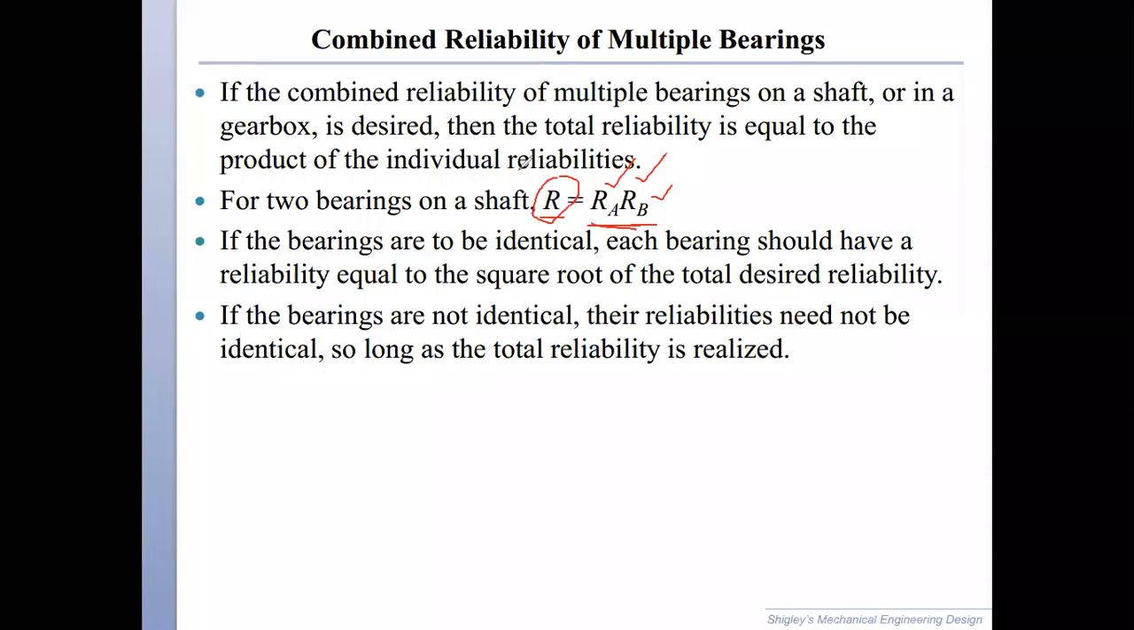So it's just an equation that tells you that if you are using two bearings, bearing A and bearing B, the overall reliability of the two bearings on the shaft will be R A multiplied by R B, the reliability of one bearing multiplied by the reliability of the second bearing. And if you are using the same bearings, the same size, then take the square root of the reliability of the system and you will get the reliability of each bearing. Okay?